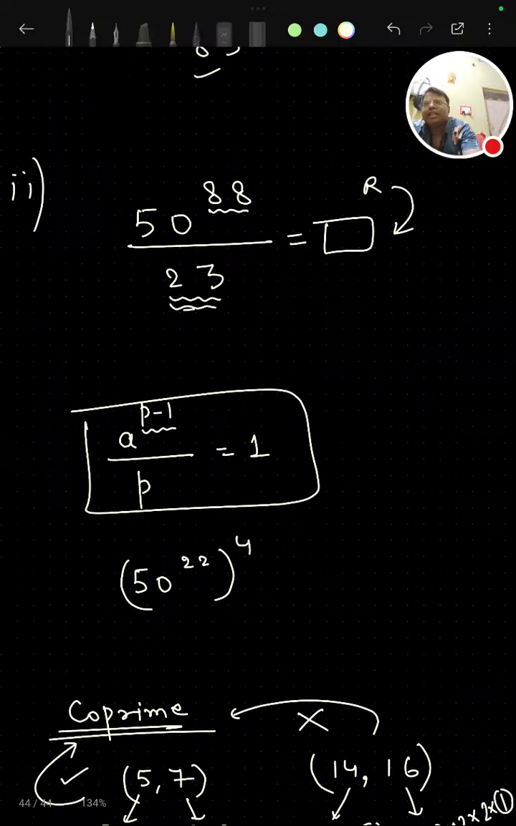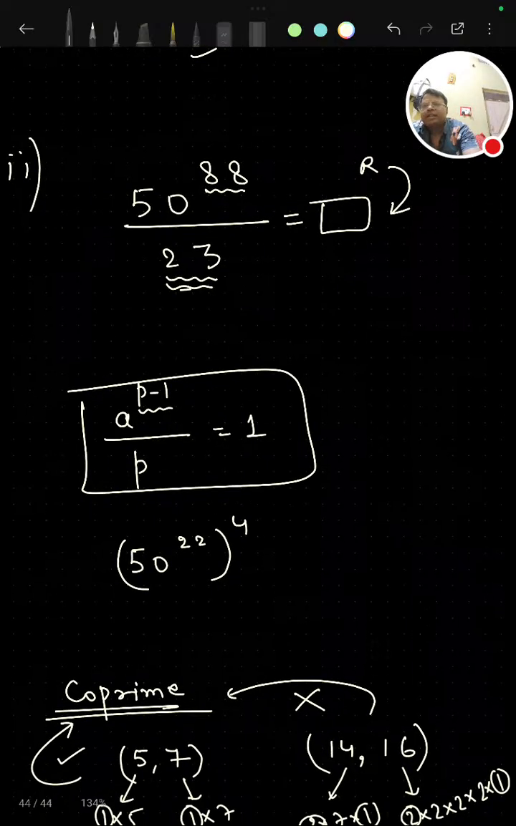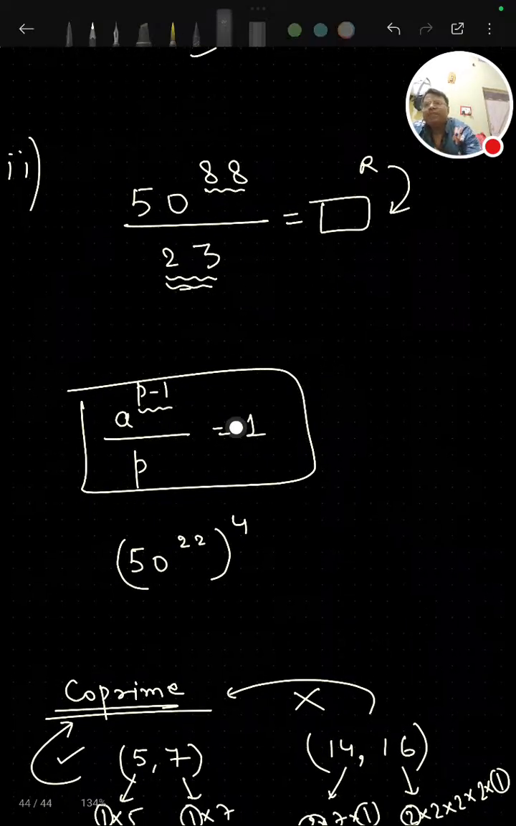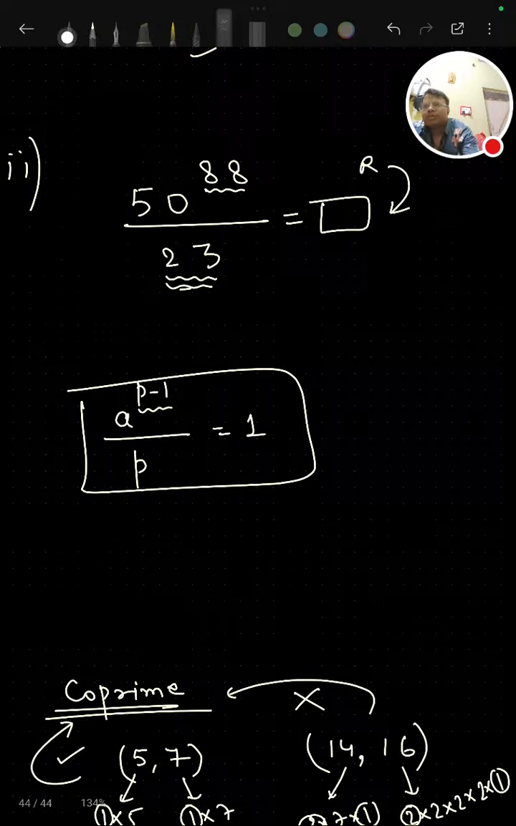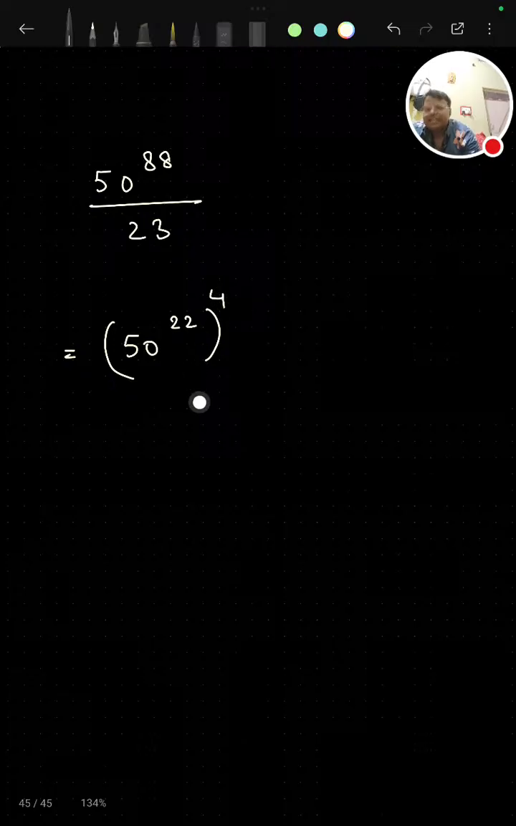Now my question is: 50 to the power 88 when divided by 23, what is the remainder? We can solve it with the help of Fermat's theorem. So 50 to the power 88 divided by 23. According to Fermat's theorem, the power must be 22. So 88 can be written as 22 into 4.